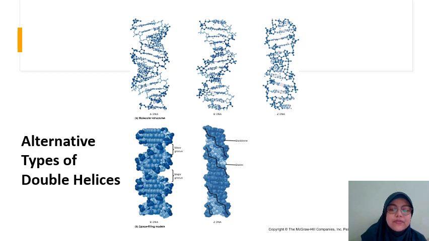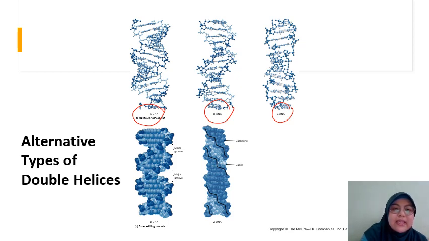And in terms of double helices, they can actually form different types. So there are alternative types of double helices. Most DNA in living cells would be a B-DNA structure. This one would be B-DNA. However, under certain in vitro conditions, scientists have found A-DNA and also what they call Z-DNA structures. So the difference would be in terms of the handedness.